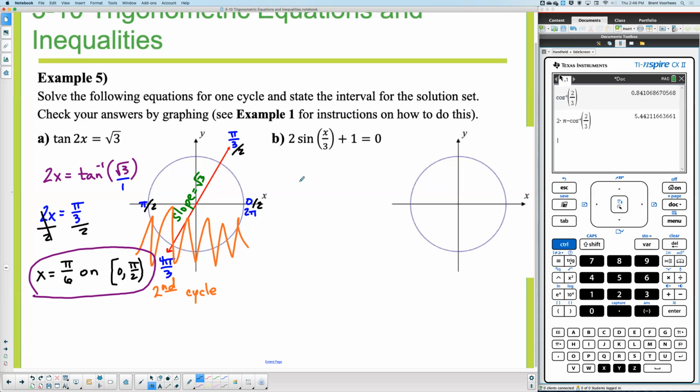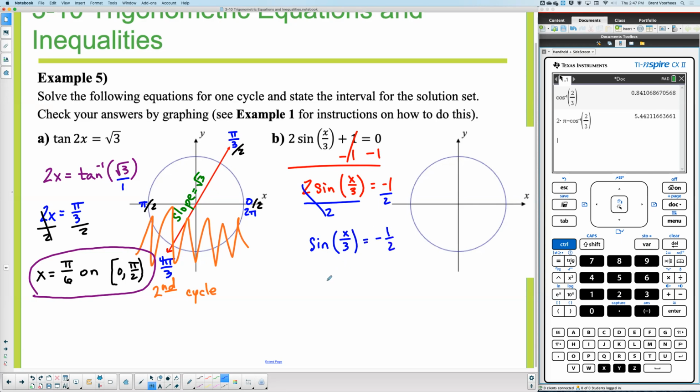What about part B here? What would you do first? Subtract 1. So we have 2 sine of x over 3 equals -1. Now what? Divide by 2. And so sine of x over 3 equals -1/2.